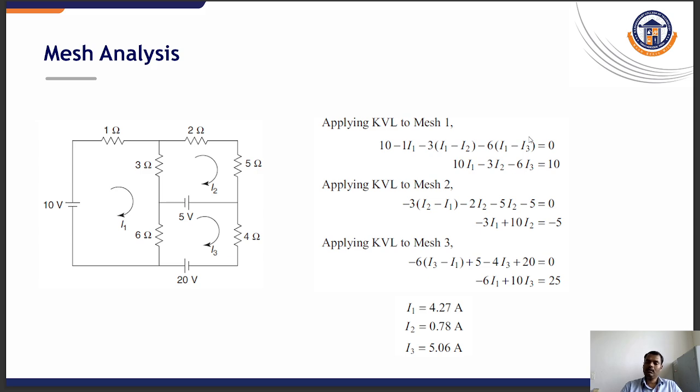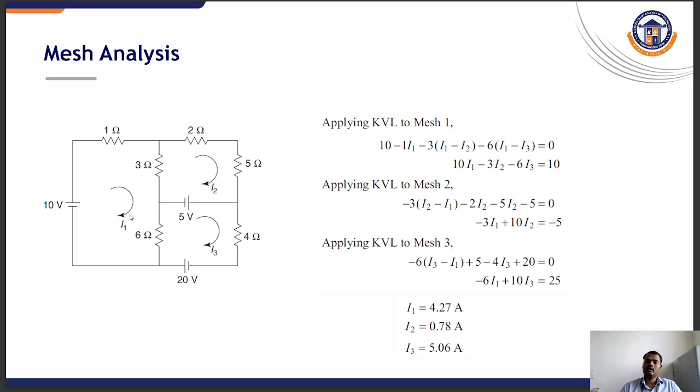And then applying KVL to mesh 3, we can write it as minus 6 (I3 minus I1) plus 5 minus 4 into I3 plus 20. Thus by simplifying this, we can write minus 6 I1 plus 10 I3 equal to 25. So by solving all these three equations, we will get I1 equal to 4.27 ampere, I2 is 0.78 ampere and I3 is 5.06 ampere.